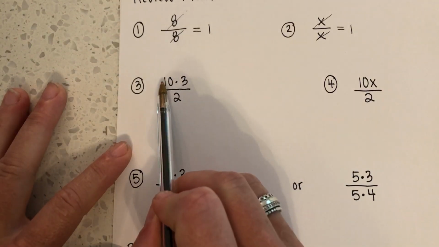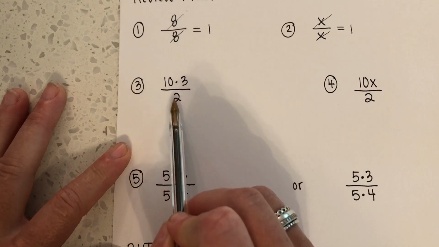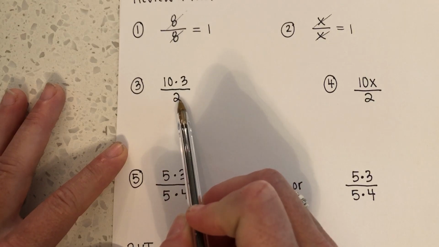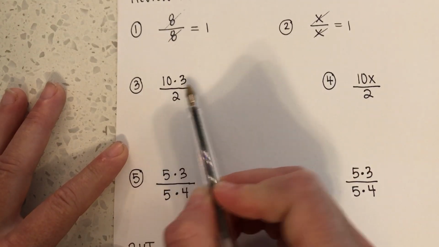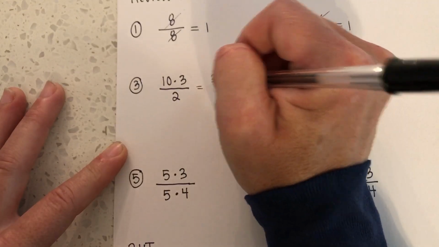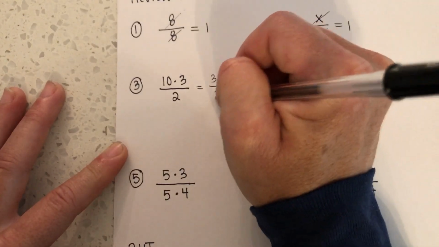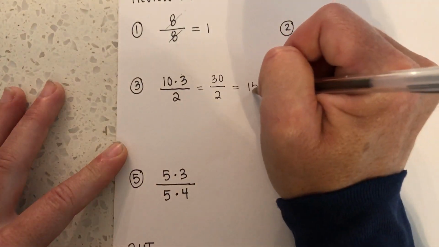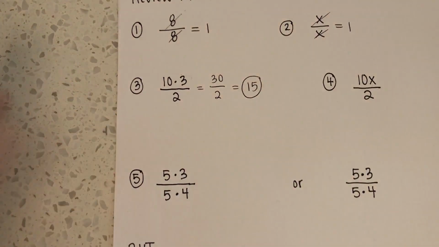All right, now watch this. So we have multiplication, and then we are dividing by 2, right? I said multiplication and division go hand in hand. Watch how we do this problem. Technically, this problem is saying to do 10 times 3, which is 30, and then divide it by 2. Well, what's 30 divided by 2? It's 15. The answer to this problem is clearly 15.